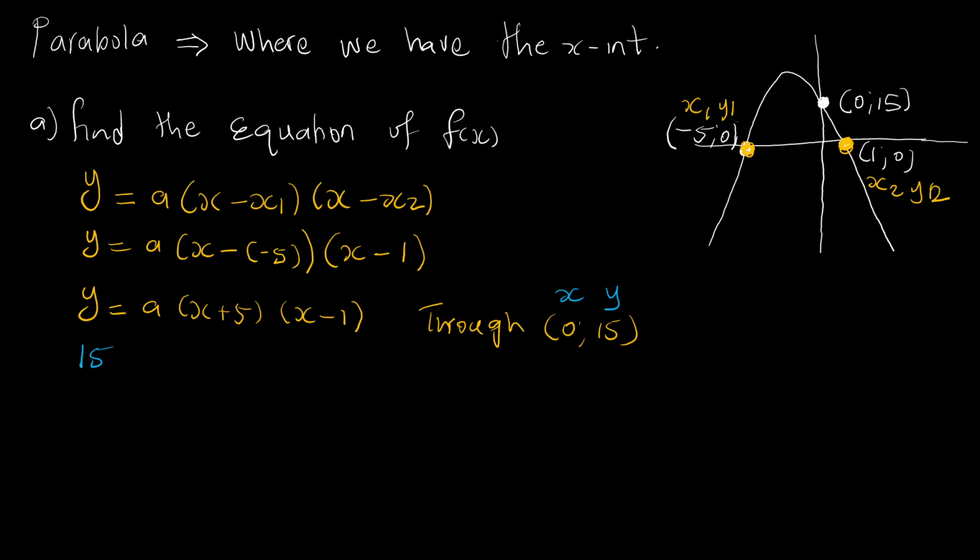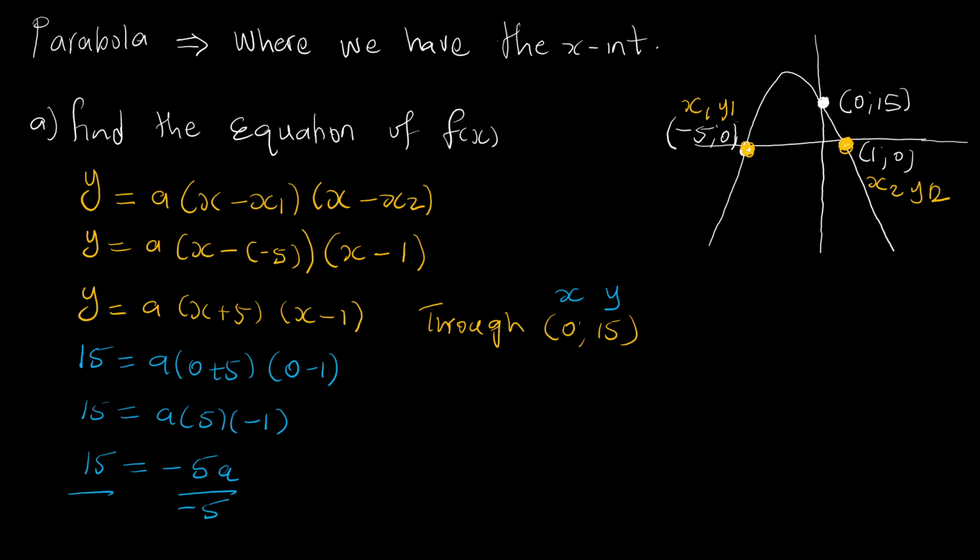So 15 equals a times (0 plus 5) times (0 minus 1). This is what we have so far. We need to solve for the value of a. This is just 5, and it will be multiplied by minus 1, which will give us minus 5a, and that equals 15. Divide both sides by minus 5. Therefore, what is the value of a? Minus 5 goes into 15 three times, but the answer is negative 3. That's the value of a.